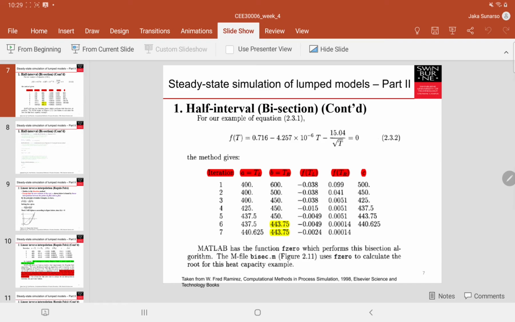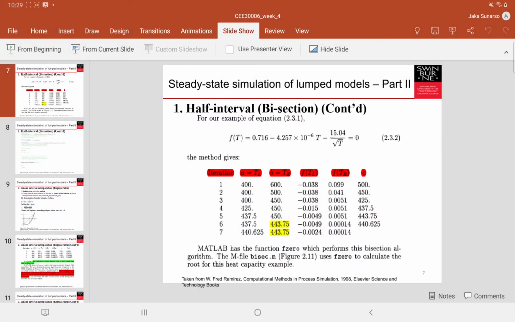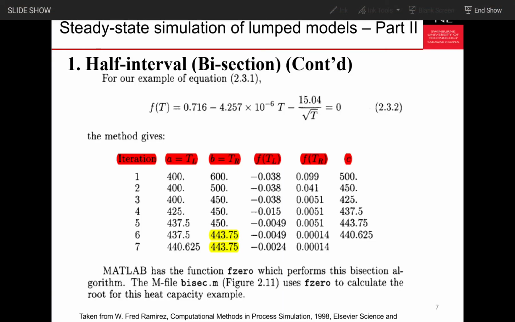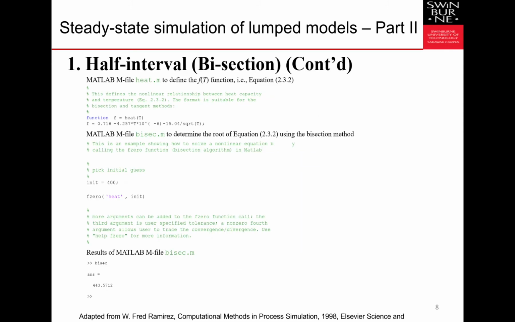Okay, so that's basically how we do the bisection method. MATLAB has a function fzero which performs the bisection algorithm, or we can use the M-file bisect, which uses fzero to calculate the root for this heat capacity example.